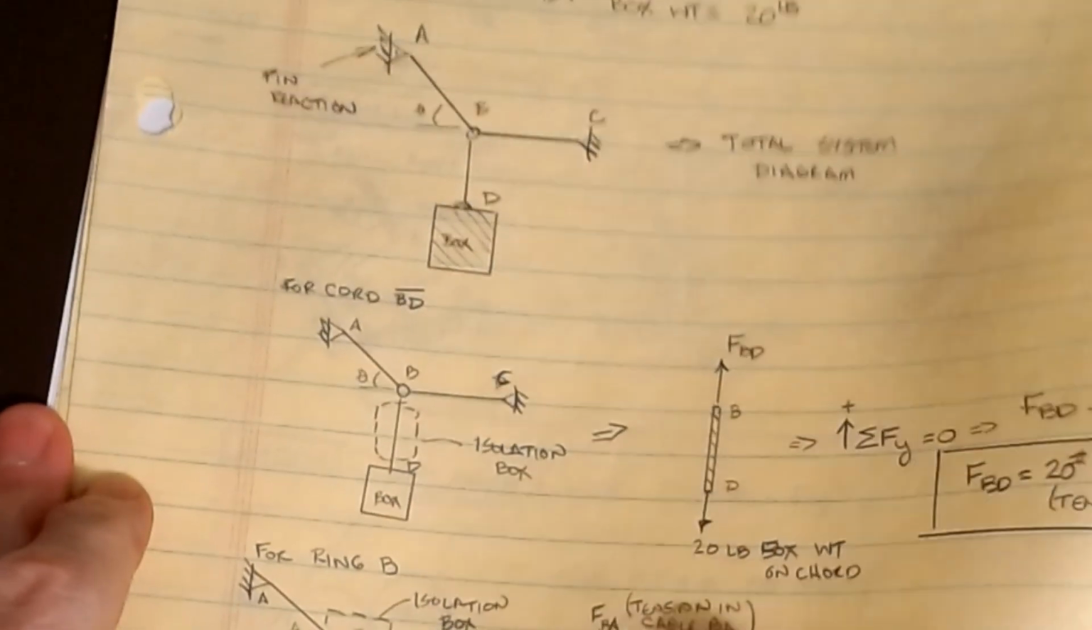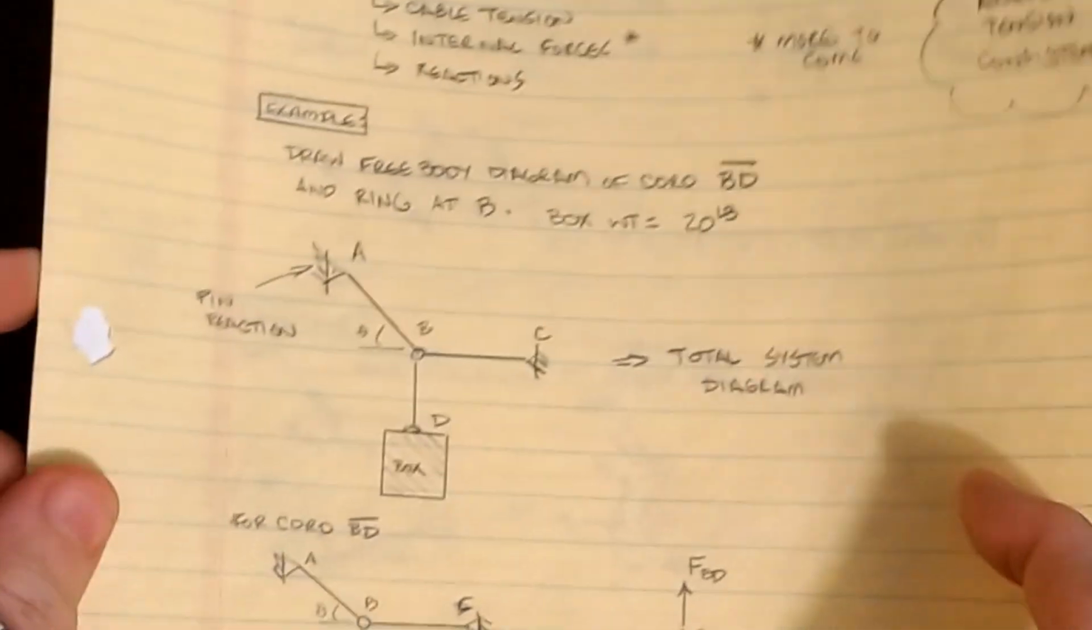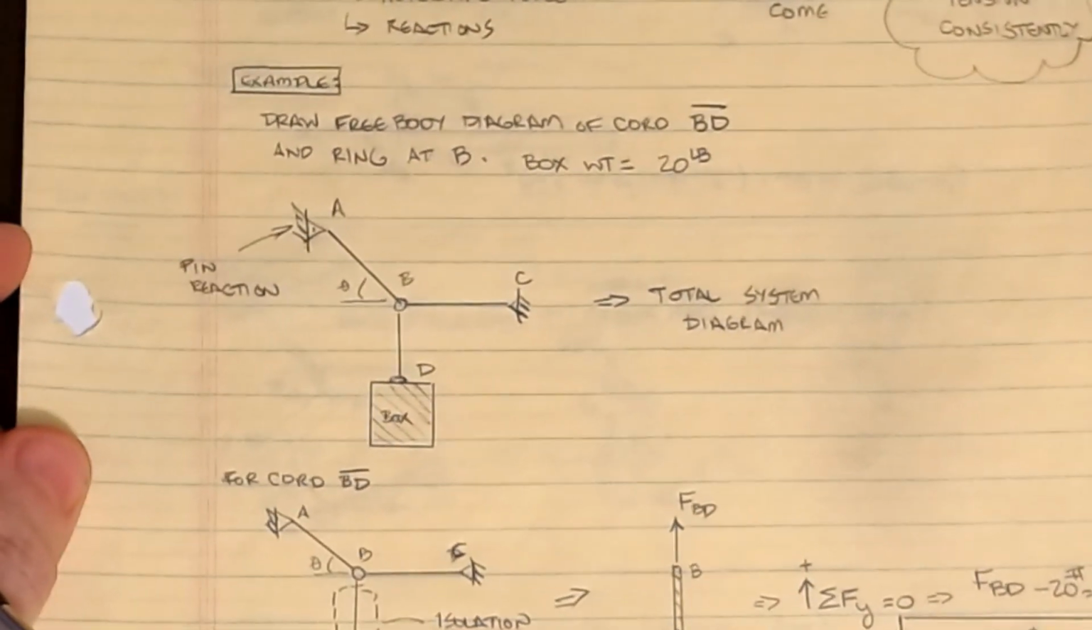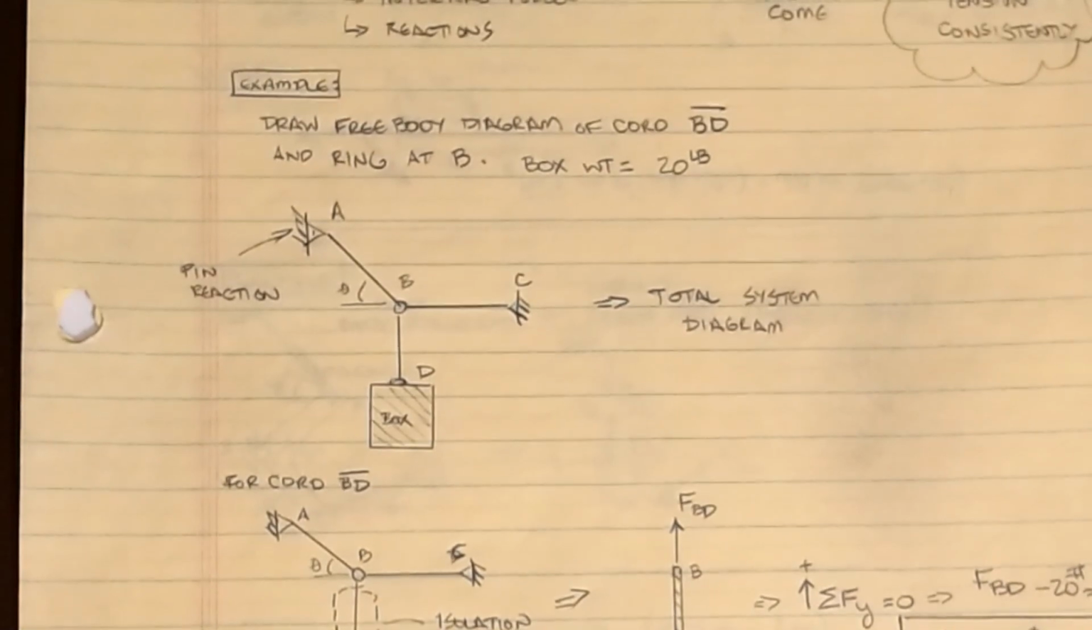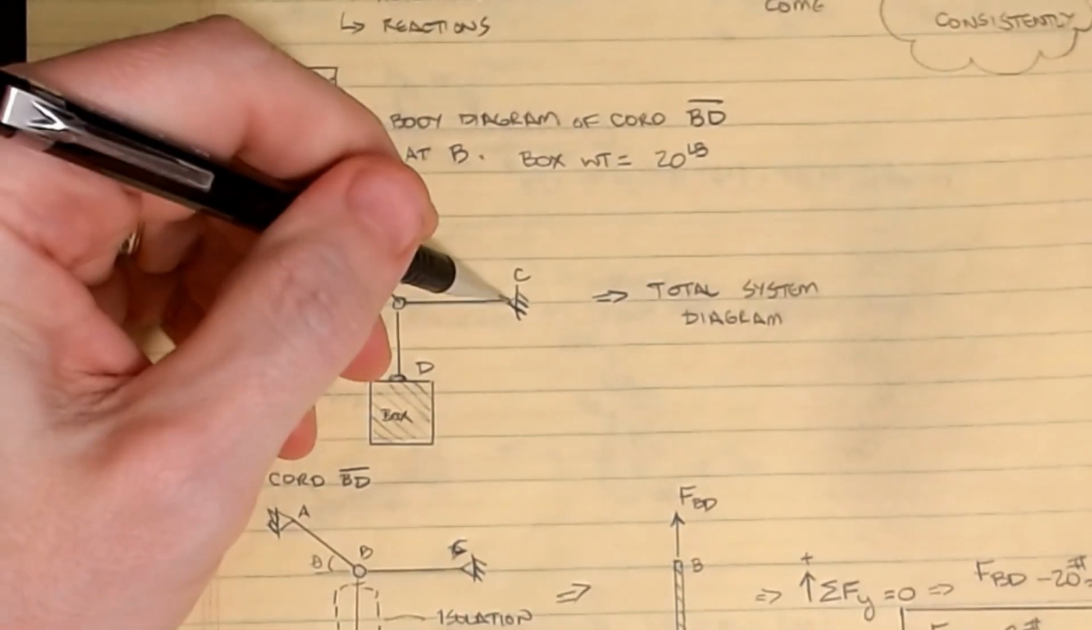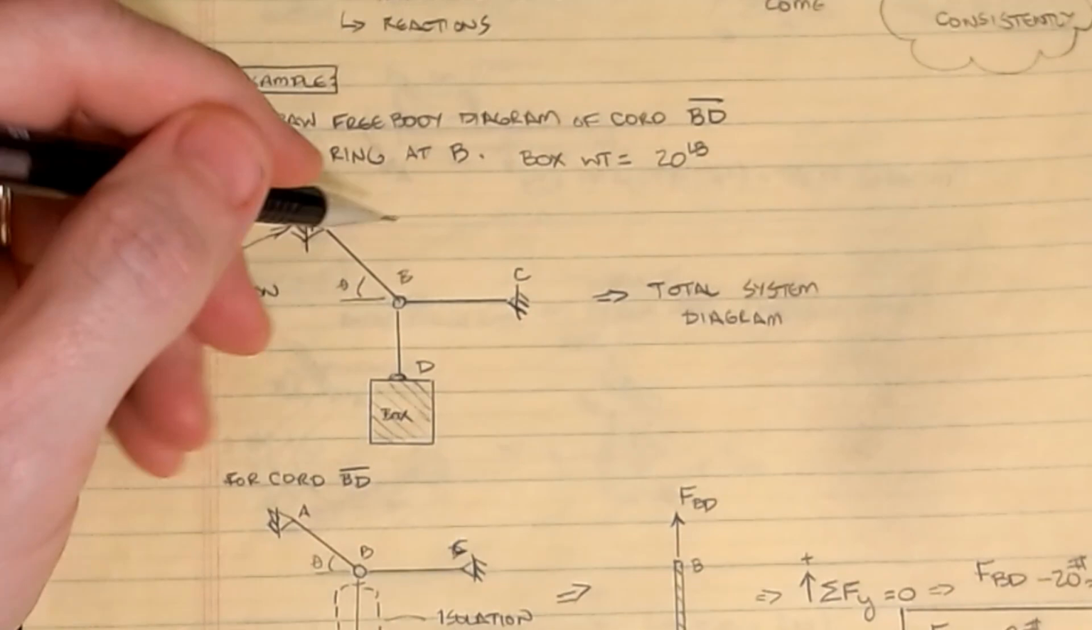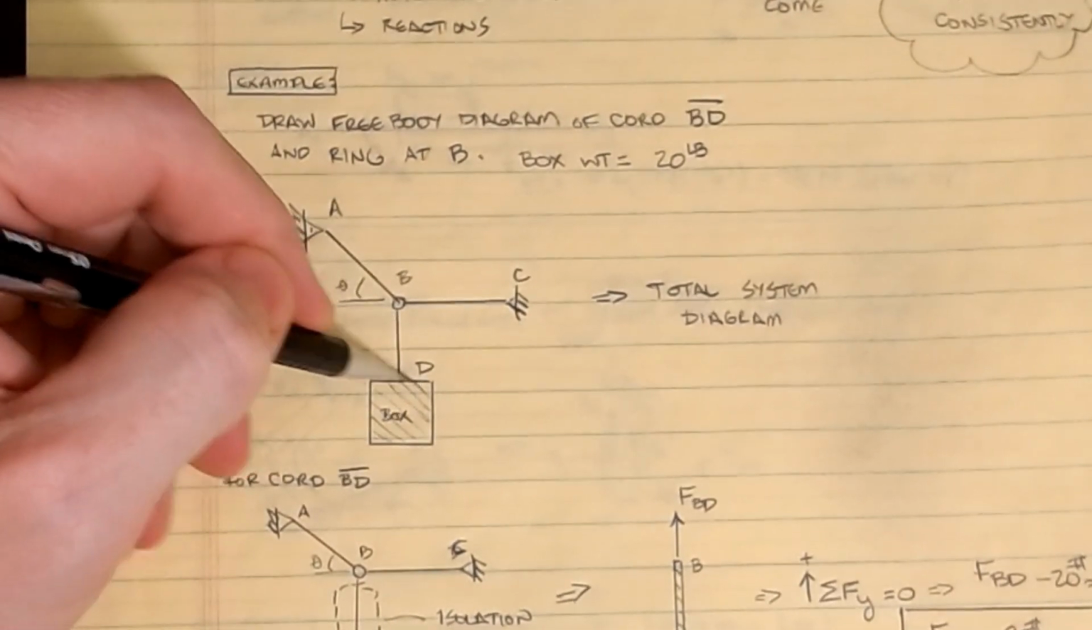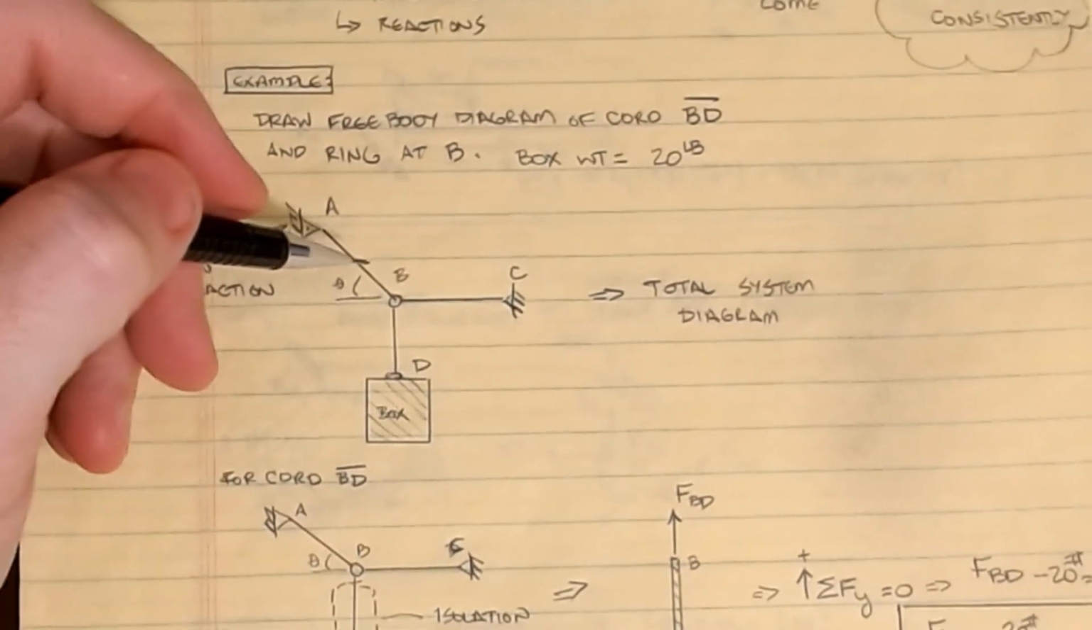So let's take a look and figure out what we can do with this in just a simple free body diagram example. Let's suppose that I have a cable system that is tied at A, tied at C, has a ring here at B, and from that ring, we're suspending a box or some mass on this.